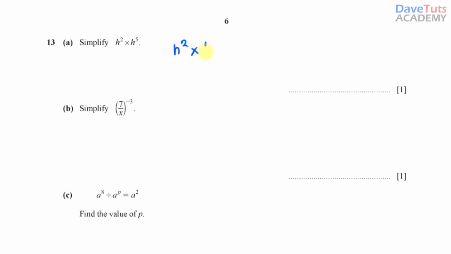Okay, here we have this question on simple indices in which you have h raised to the power 2 times h raised to the power 5. To solve this, you can just take one of the h's and add the powers of the 2 since they are multiplying. So this will be nothing but h to the power of 7 as our final answer.